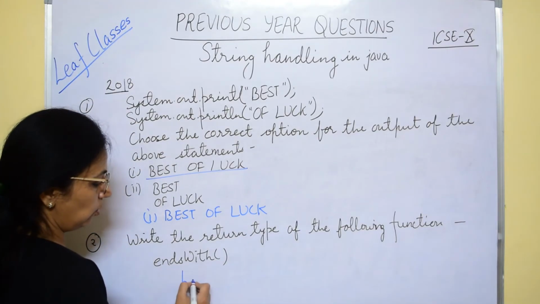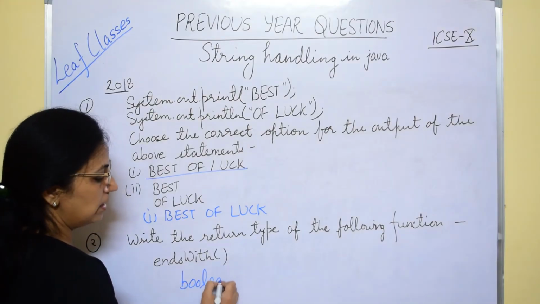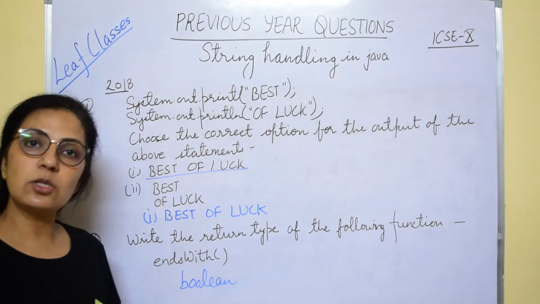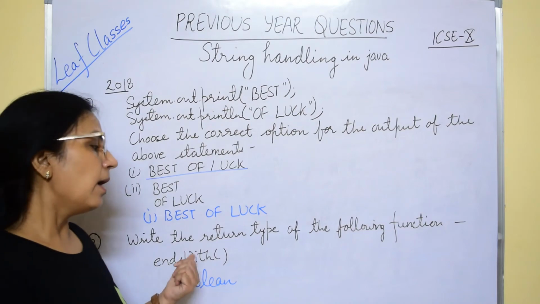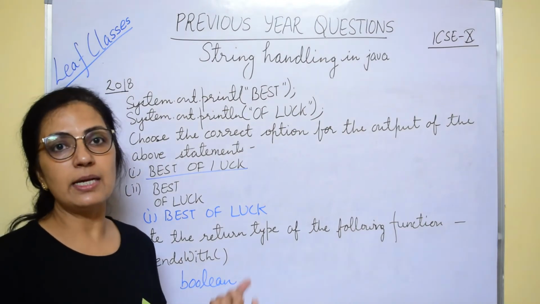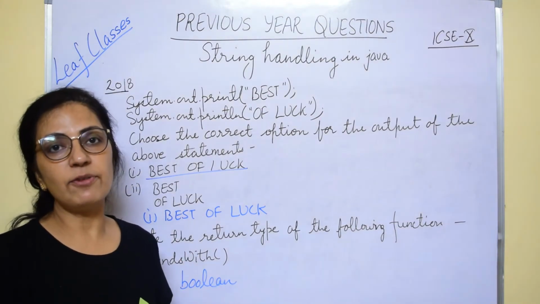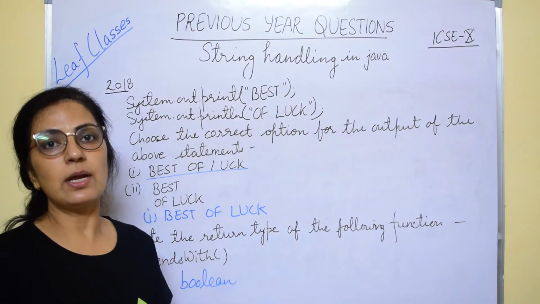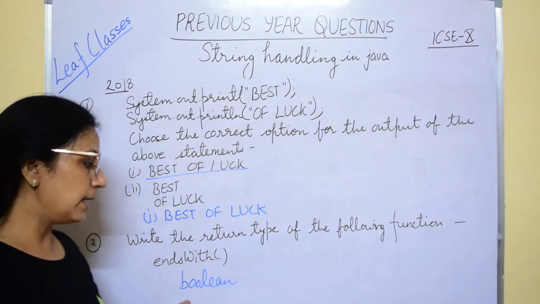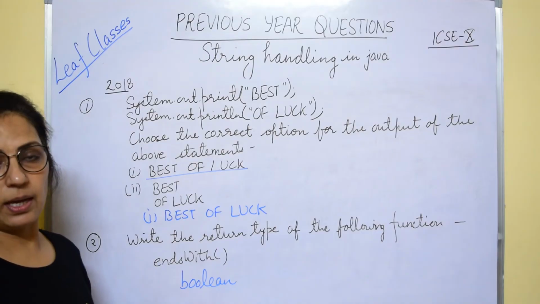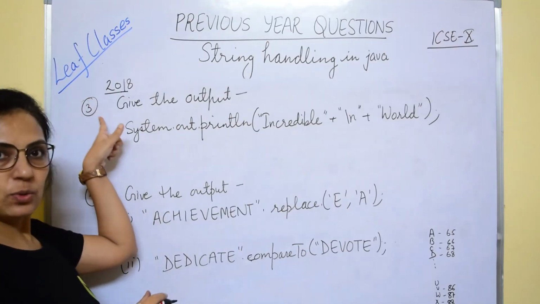So you know that this function returns a Boolean value. It is used to check whether the given string ends with the specified given string or not. So the answer is Boolean type. Okay. Third question from year 2018.